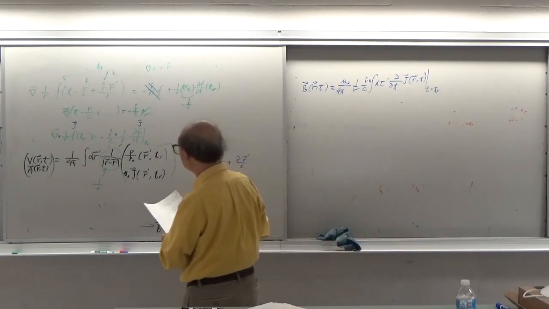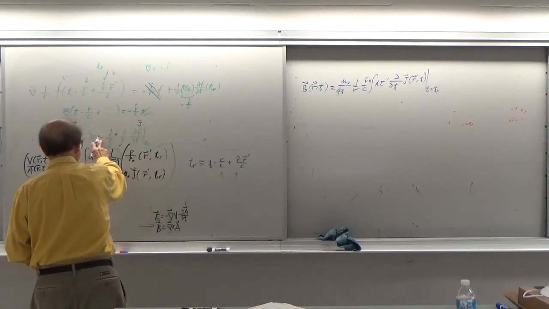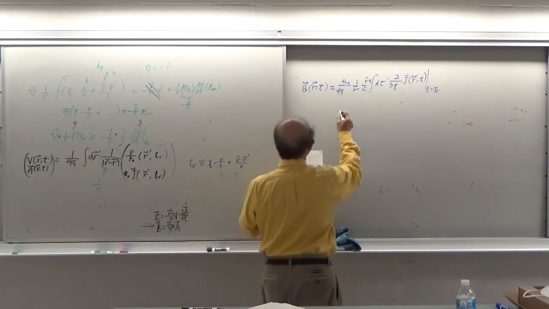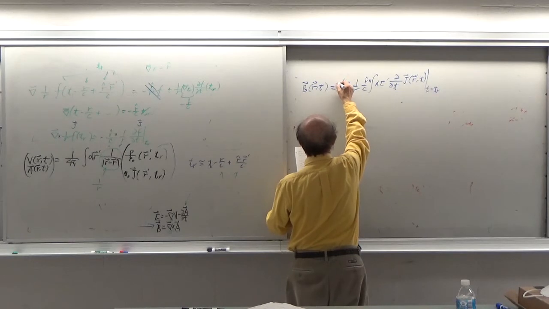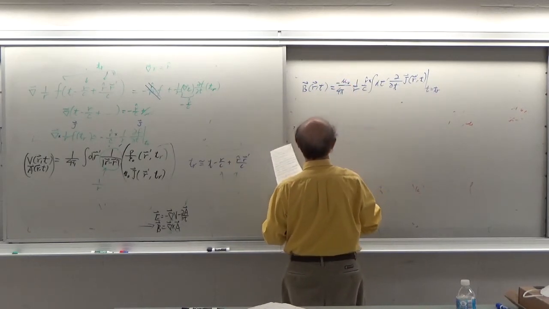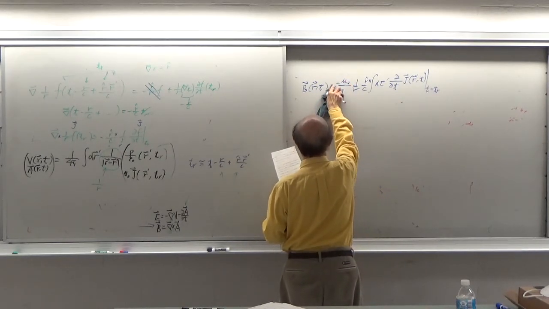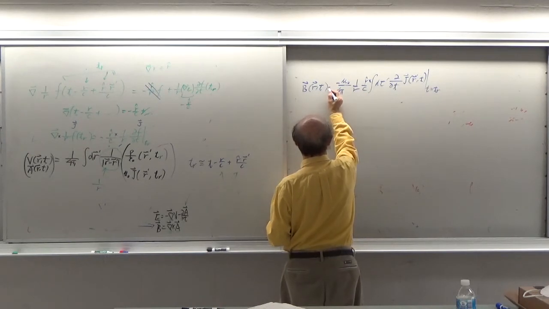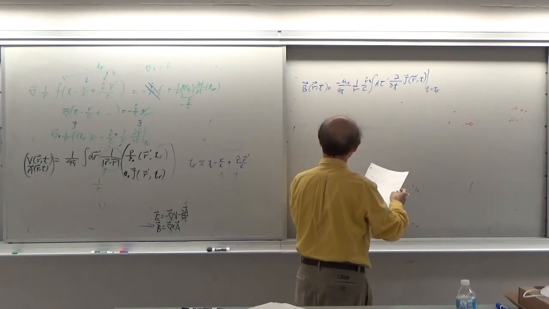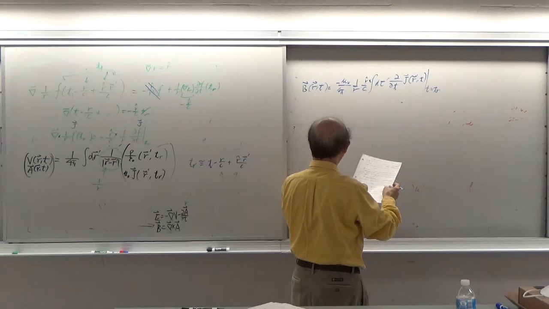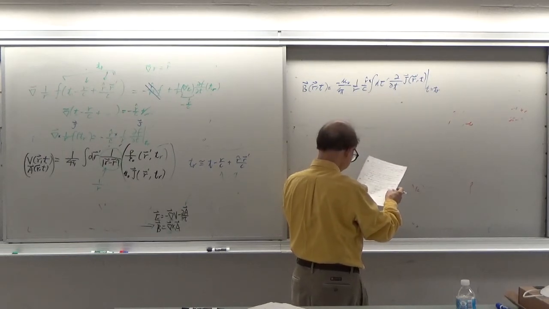Minus sign. Yes, see? Minus. Minus mu over 4 pi, 1 over r hat c cos. Correct.